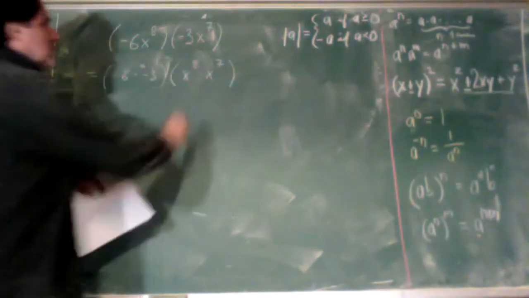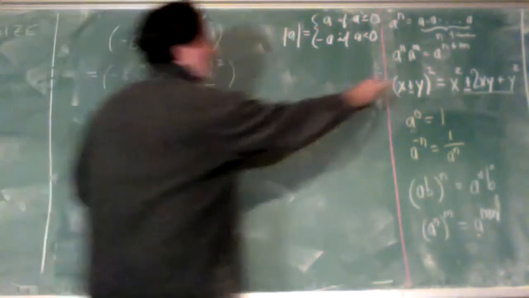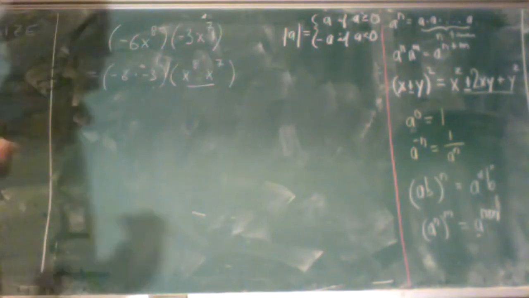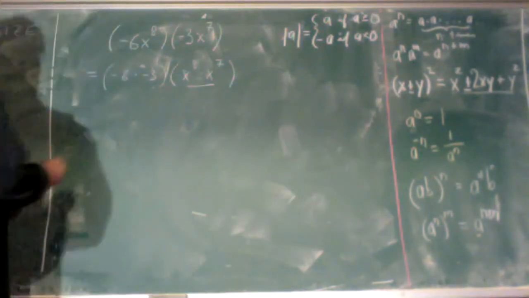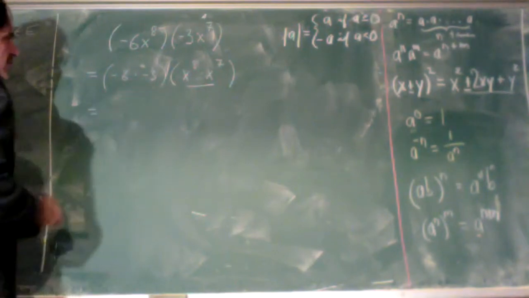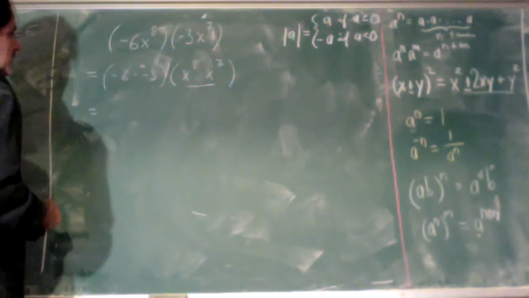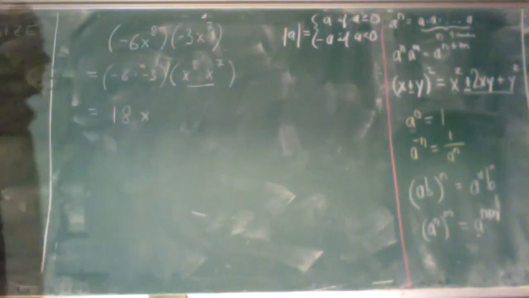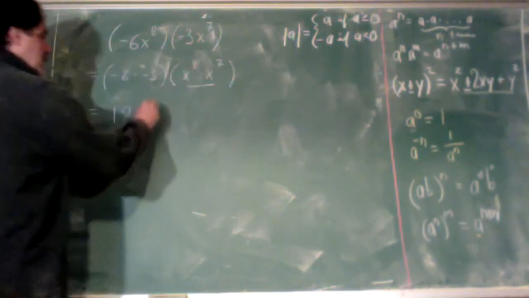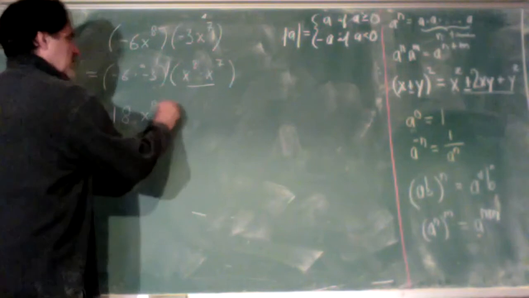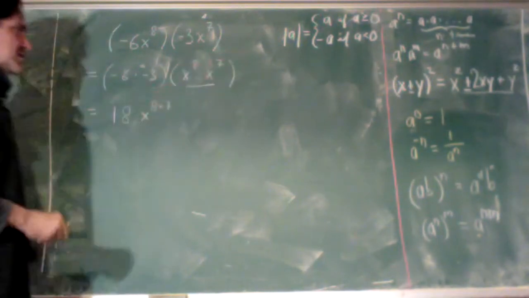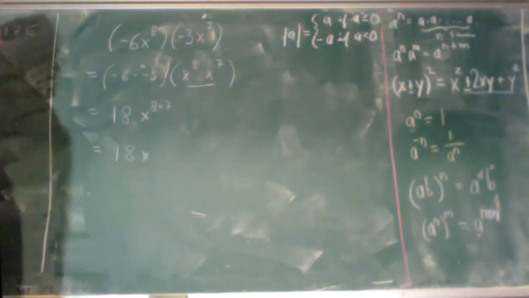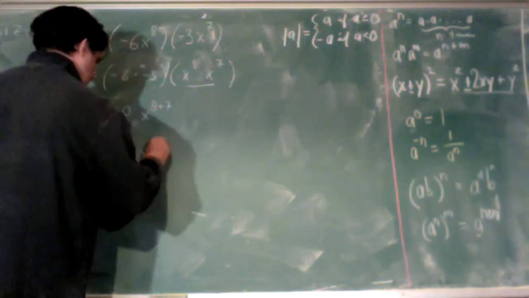And here we apply our product rule. Our product rule is given here. Base to the nth power times base to the mth power is the same as base raised to the n plus mth power. -6 times -3, a minus times a minus is a positive. 6 times 3 is 18. Applying the product rule, we then have the sum: x to the 8th times x to the 7th is x to the 8th plus 7th. Do the arithmetic, 8 plus 7 is 15.